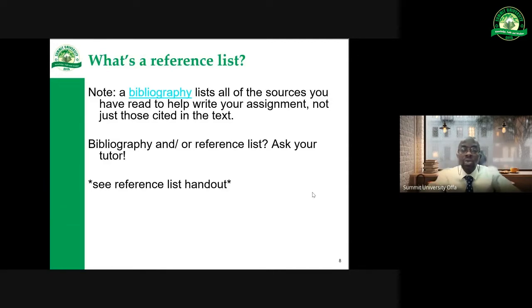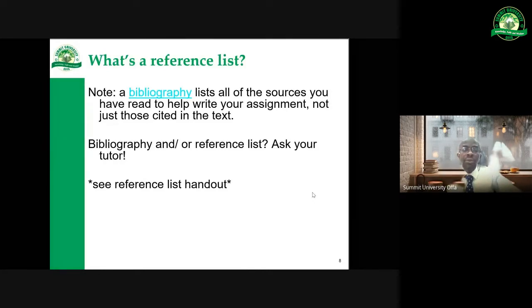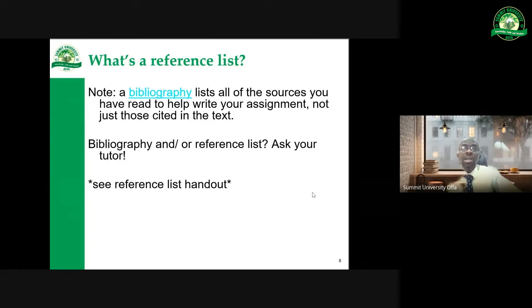So the next question is, which one are you going to use? The basic answer is ask your supervisor or your supervisory team whether to use a bibliography or a reference list, or you can ask your postgraduate school, or your lecturers. So please, reference list or bibliography.